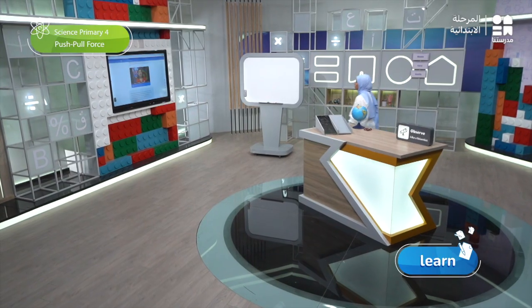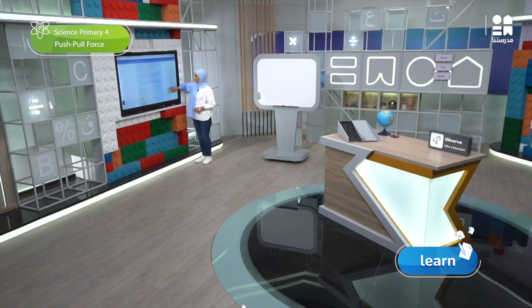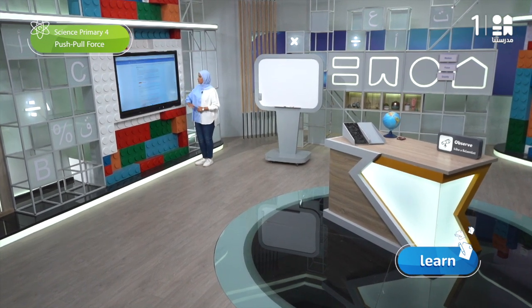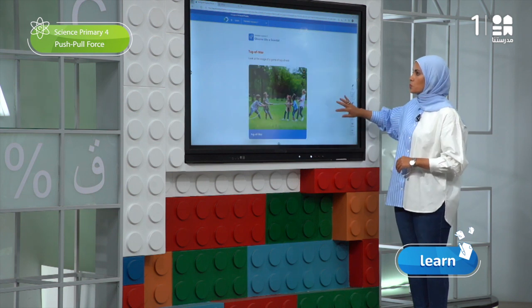You can practice more what we have learned so far by doing activities that help you understand about the different forces in the optional digital activity 7. Let's look together in the textbook. Okay.